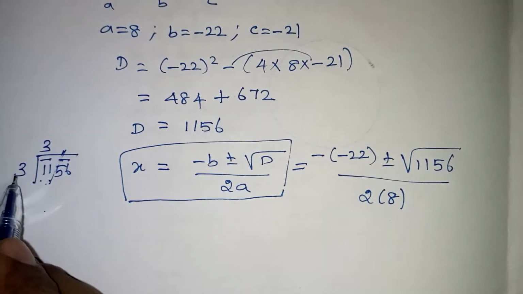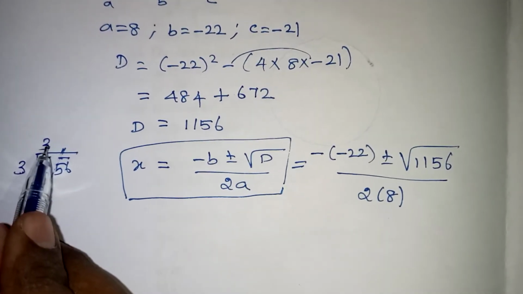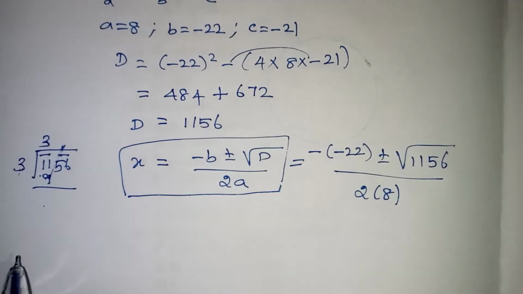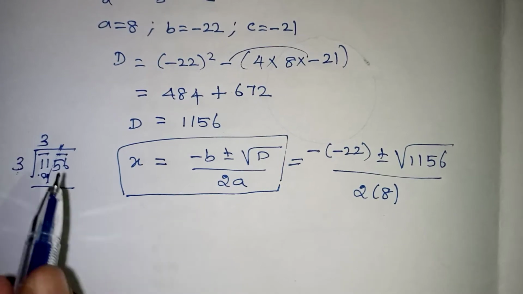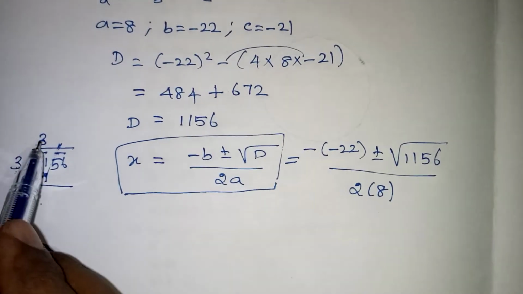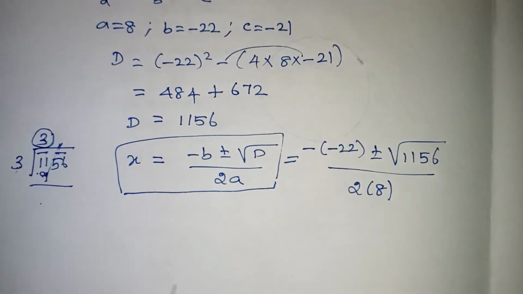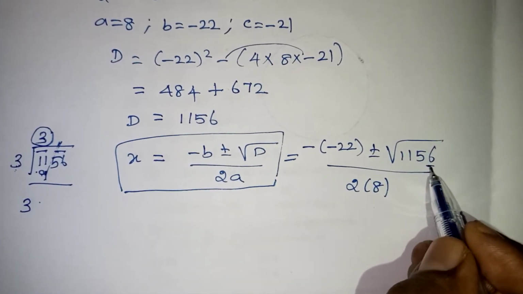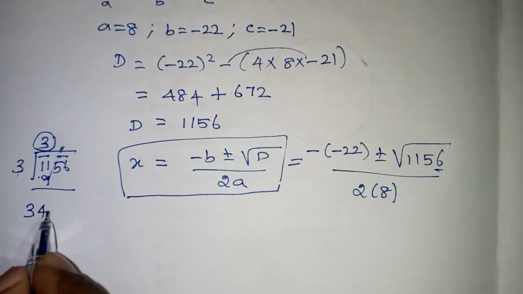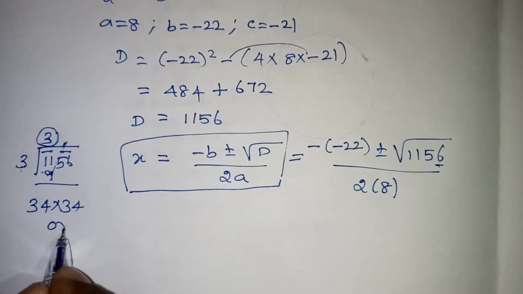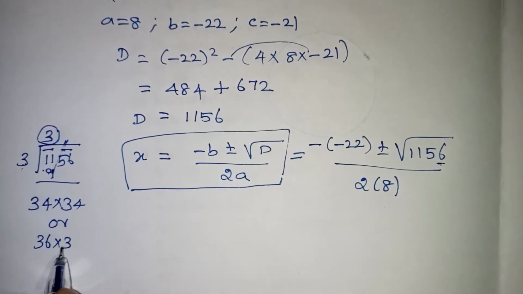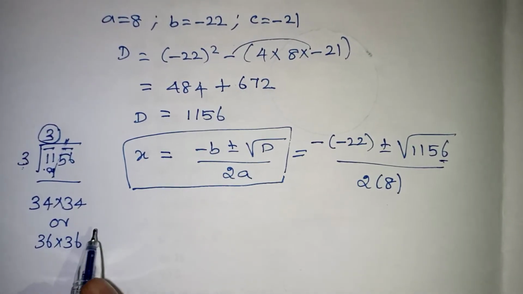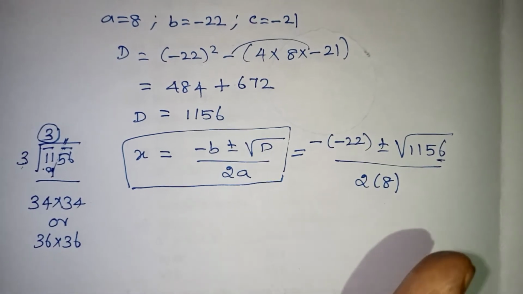Whatever number we write here, the same number must be taken here also. So 3 3s are 9 we can write. Further we can continue or else we can stop here. Anyhow the number is going to start with 3. Now look at the last number, that is 6. That means it should be 34 into 34, or 36 into 36, because 6 and 6 multiplied will end with 6, and 4 and 4 also will end with 6. One of these two values will be the answer.